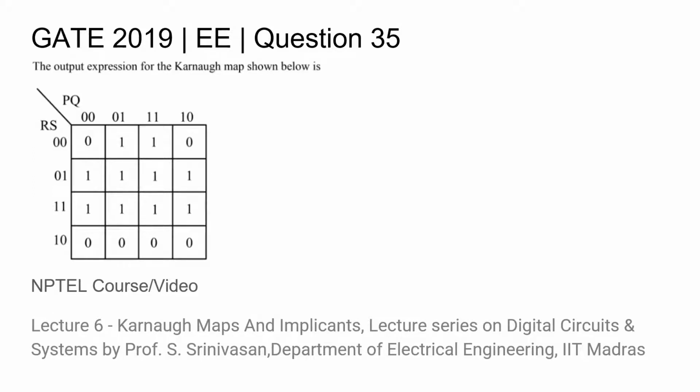This is question 35 from the GATE 2019 EE paper, where we are given a 4-variable K-map and are asked to find out what the output expression is after logic simplification. Underneath the question, you will find the title of the NPTEL course or video relevant to this topic.